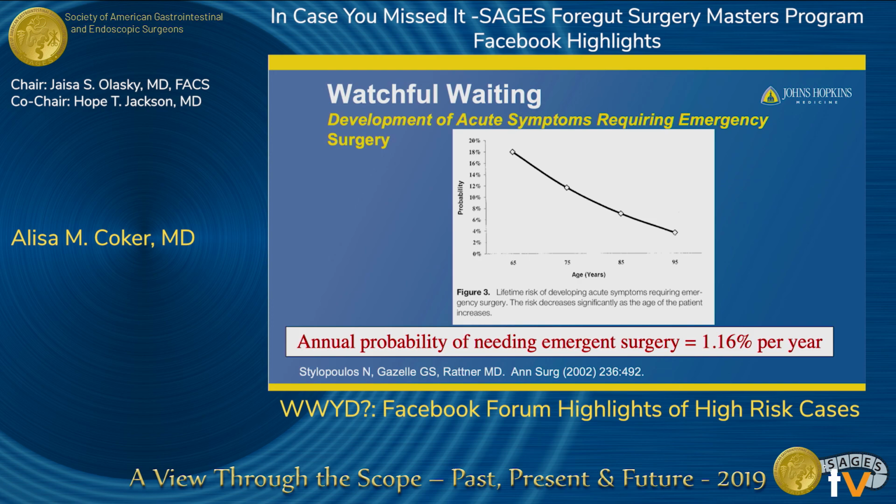This graph depicts the risk over time, ultimately demonstrating the risk decreases significantly the older you get. The annual probability of developing acute symptoms requiring emergent surgery was estimated to be 1.16% per year. Thus, the argument for not offering elective operations to paraesophageal hernia patients that are minimally symptomatic.